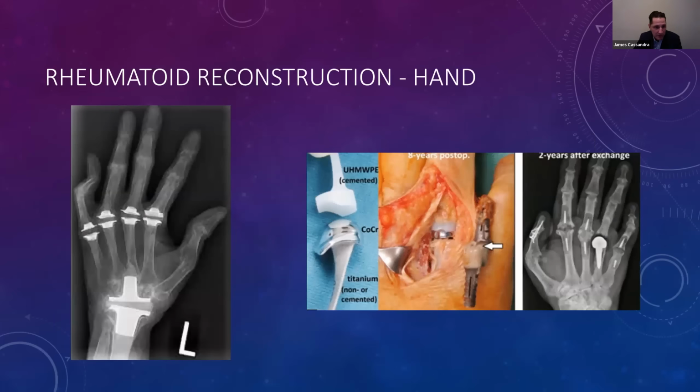So here's another picture showing a rheumatoid hand reconstruction. These implants, they're good. They don't last forever. There can be wear and tear, and the picture on the right shows a revision where the implant failed and it had to be revised. So these are good surgeries. They don't always last forever. You'd like them to, but there can be even complications long term after surgeries from wear and tear.